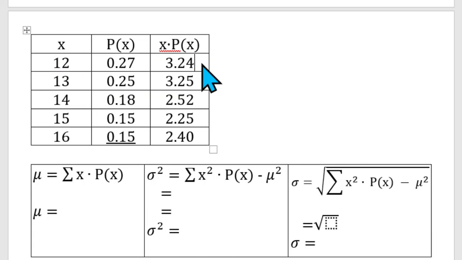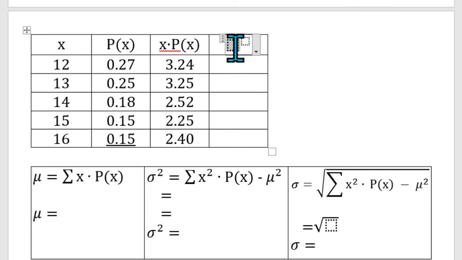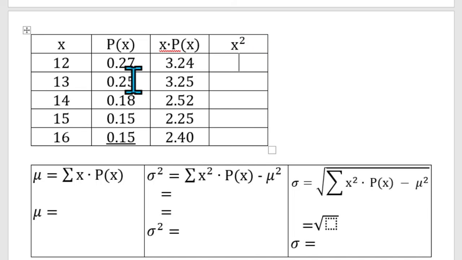Next, we determine the squares. We add another column and determine the squares of our possible values. We have x squared, and we have 12 squared is 144. 13 squared is 169. 14 squared is 196. 15 squared is 225. And 16 squared is equal to 256.